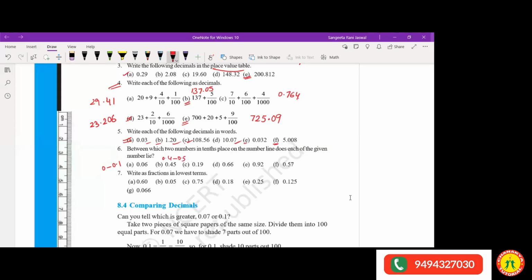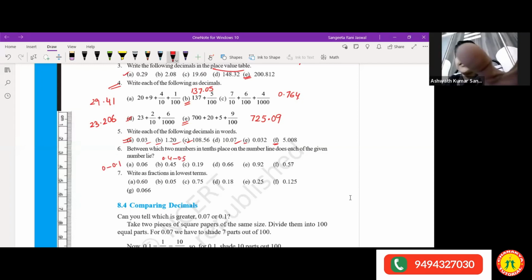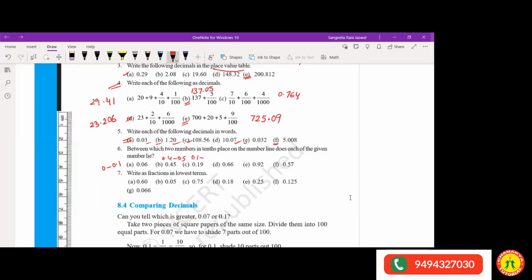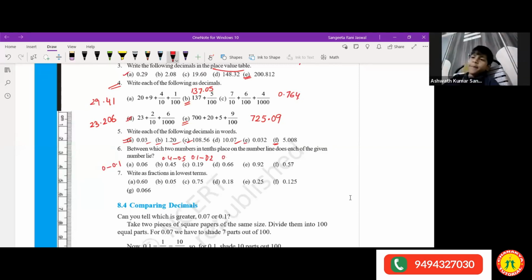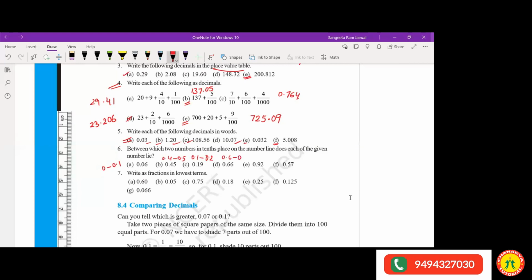Okay. Where will you get 0.19? Ma'am, between 0.1 and 0.2. Very good. And where will you get 0.6? Between 0.6 and 0.7. Very nice. Okay, let me ask somebody else now.